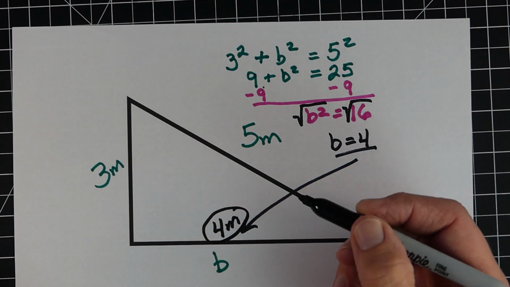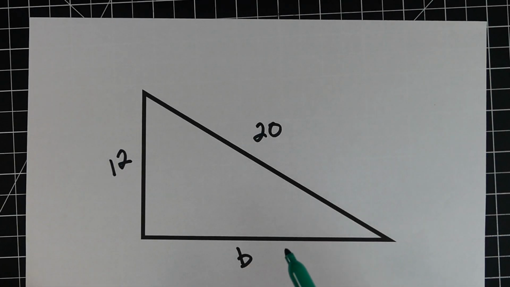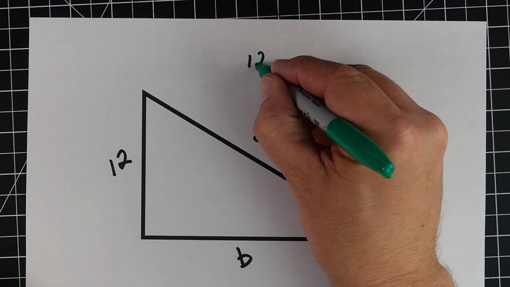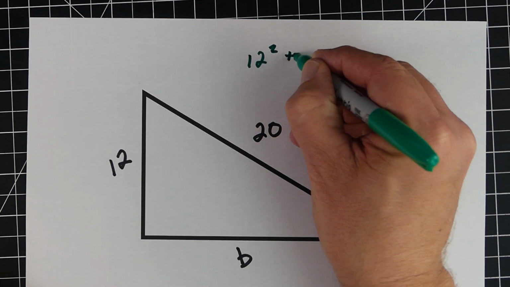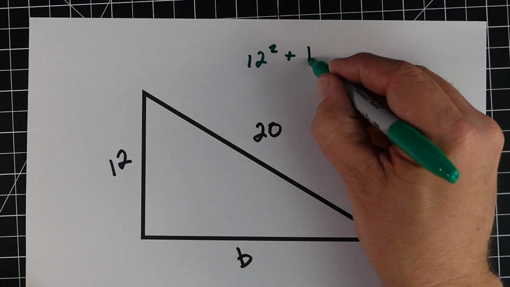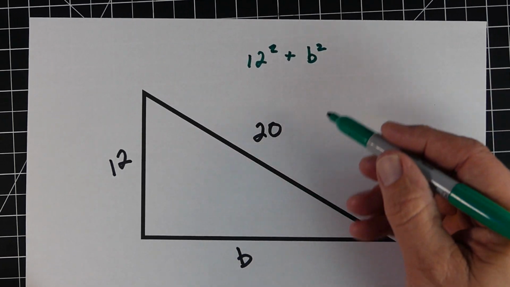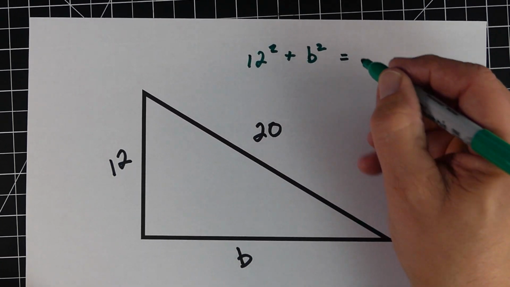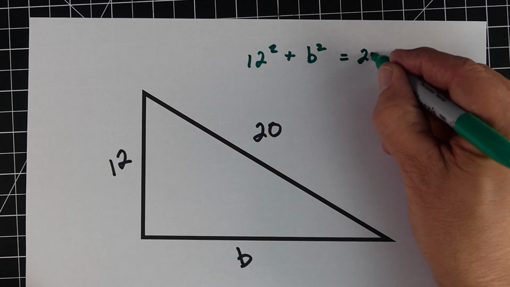So here's another example. So here's example number 2. And again, we're trying to find one of the missing legs. So we know one of the legs is 12 and the hypotenuse is 20. So we've got 12 squared plus, we don't know what b is, so that would be b squared. And then we know our hypotenuse, or the long side, is 20, so this can be 20 squared.